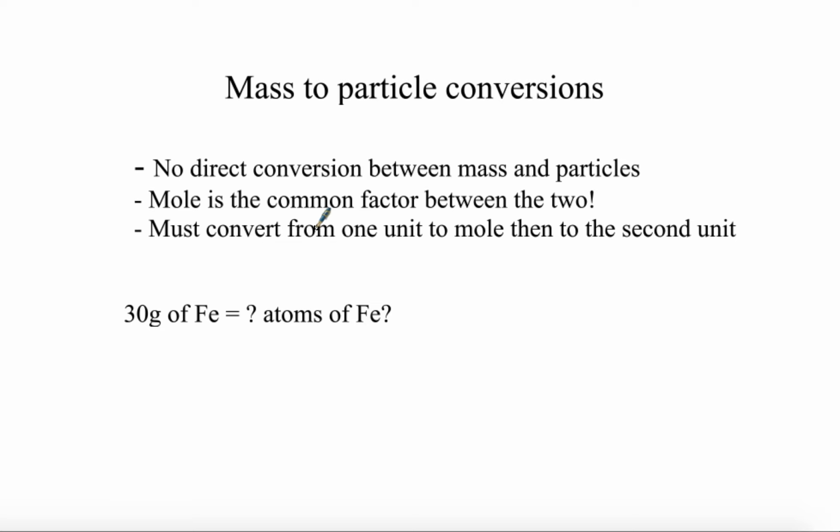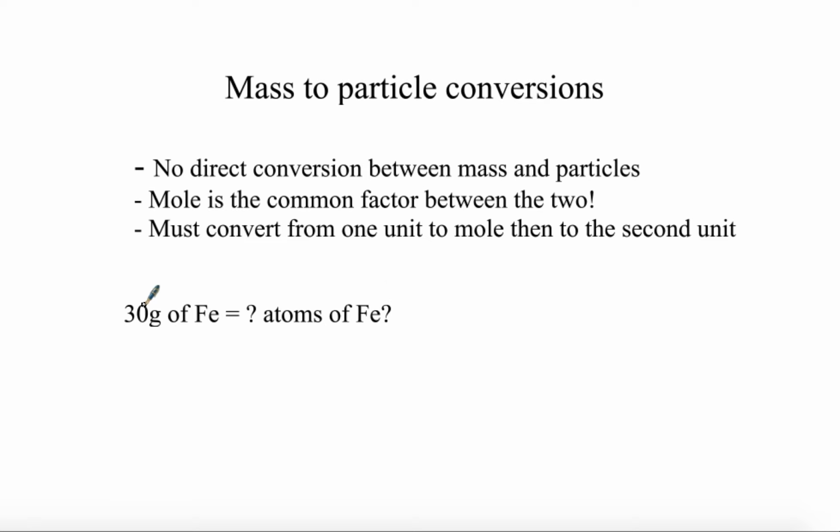The way to do it is you're going to convert one unit into moles, and then convert moles into whatever else you're looking for. So it's really one unit to mole, mole to the second unit. Mole is going to be that middle area. Let's take a look at the example here. I've got 30 grams of iron. I want to know how many atoms of iron that is. There is no conversion going from grams to atoms of anything.